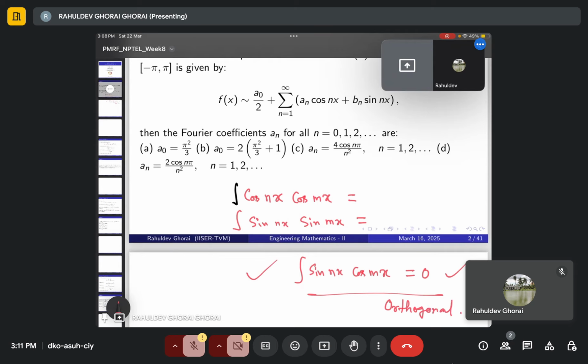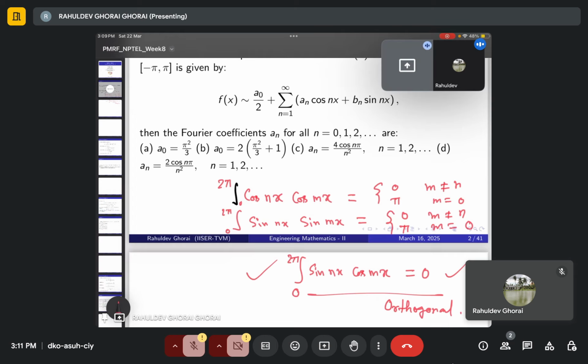And if you use this, then you can show that you can take the integration over 0 to 2 pi, for each of these, right? So they are orthogonal. And what is this value? This value will be 0 if m not equal to n, and pi if m equal to n. Same for the sine product: 0 if m not equal to n, and pi if m equal to n, right? So mainly if you know these three, you can evaluate what a_n and a_m are.